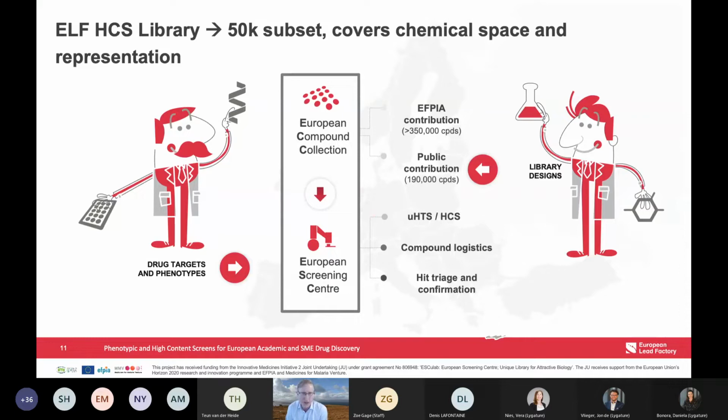for drug discovery. Now, you see some pretty impressive numbers in terms of the size of the library there, and in other projects, those larger libraries are used for high throughput screening. In the context of high content screening, in many cases using advanced biological models, we're using a smaller subset. So the ELF has worked with its partners to define a 50,000 compound subset that covers the chemical space representation, et cetera. And so that is the library that we're using to screen projects within our collaboration with the European Lead Factory. So next slide, Zoe, please.